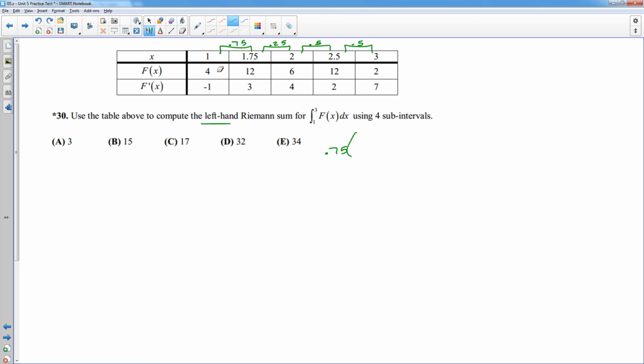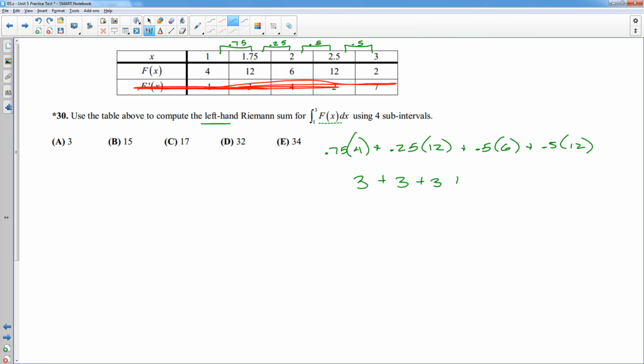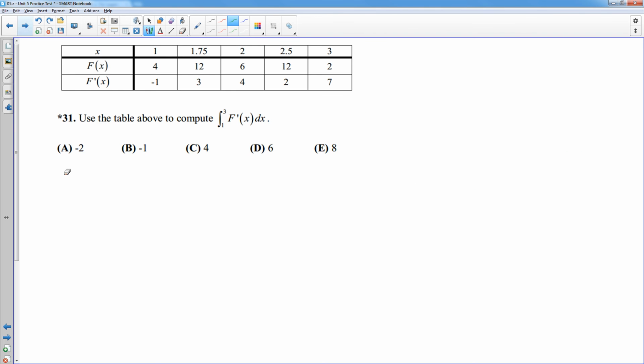So my first rectangle will have a base of 0.75. And the height of my first rectangle is going to be my function's value, f of x. So we're actually not going to use f prime. It's the function's value on the left-hand side, which is 4. So 0.75 times 4 plus 0.25. And the left-hand side of that interval has a height of 12. 0.5, the left-hand side of that interval is a height of 6. 0.5, left-hand side, height of 12. 3/4 of 4 is 3. 1/4 of 12 is 3. Half of 6 is 3. And half of 12 is 6. So 9 plus 6 is 15. B.